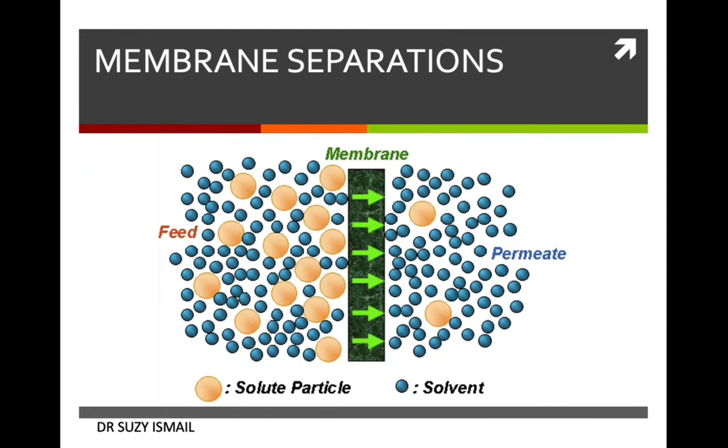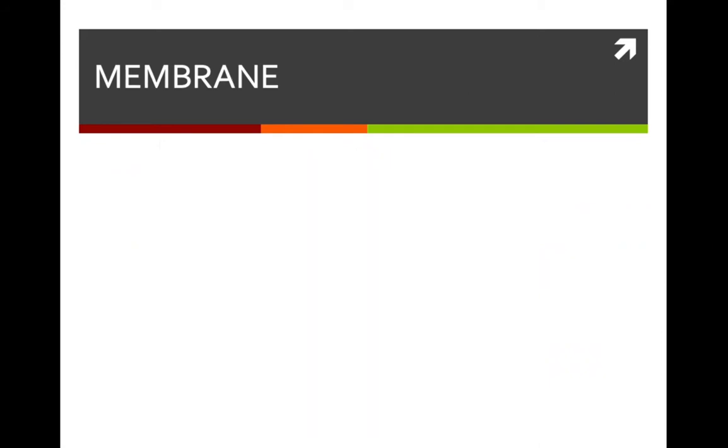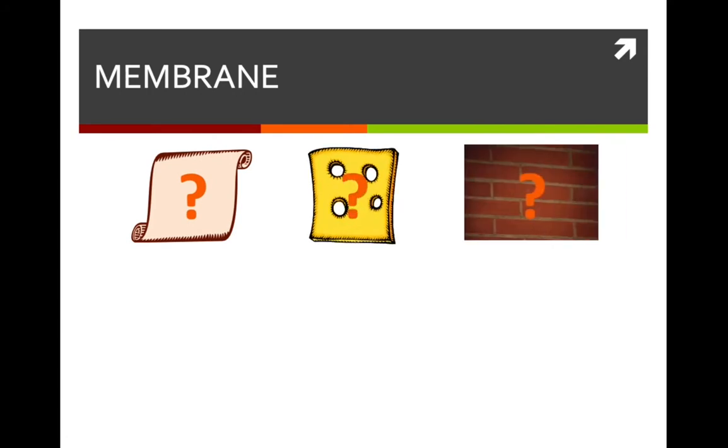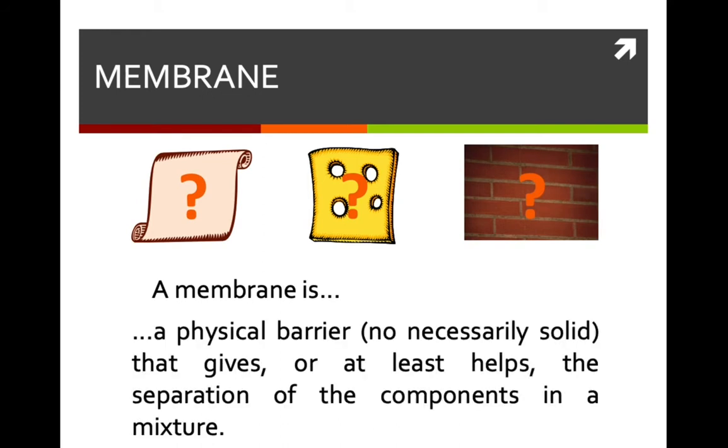So we'll be going into a new topic, which is the final topic in a wastewater treatment plant: the advanced treatment processes. We are going into membrane separations. For the membrane, as you all know, what is a membrane? Is it just a sheet of paper, or some kind of material with holes, or a very solid material? The membrane is actually a physical barrier. But remember, the physical barrier is not necessarily a solid, because we also have liquid membrane. So it's a physical barrier that gives, or at least helps, the separation of components in a mixture.